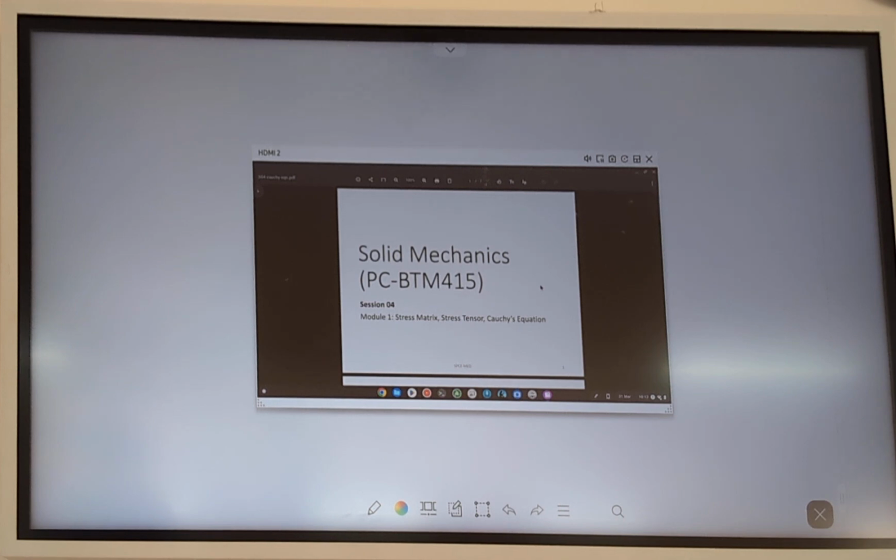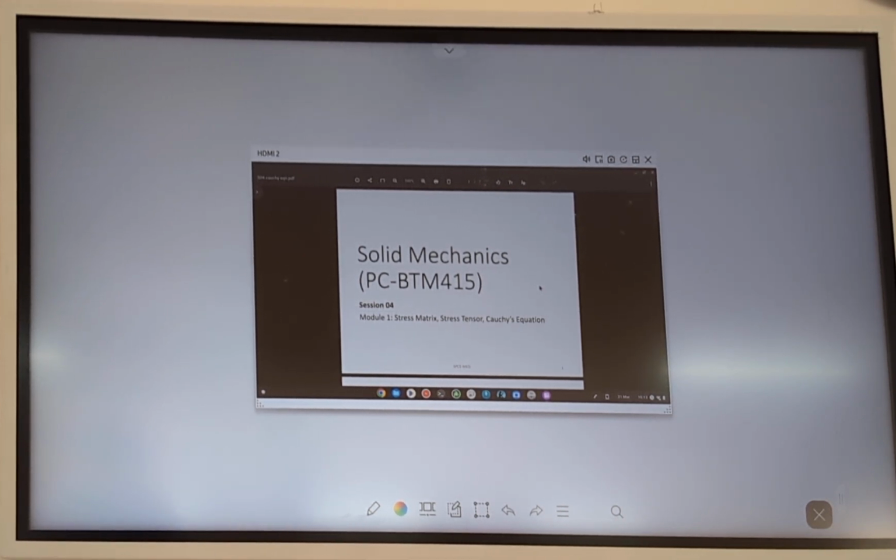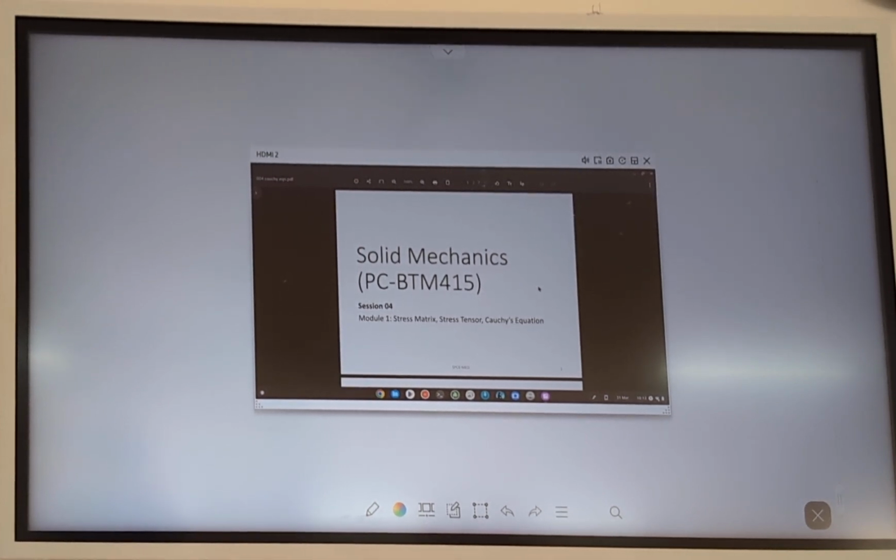The stress matrix. So we have seen that in order to represent the state of stress, you require three traction vectors, and they are represented in the form of a matrix, where each row represents the traction vector in the x, y, z plane, and the columns represent the components in the x, y, z direction.